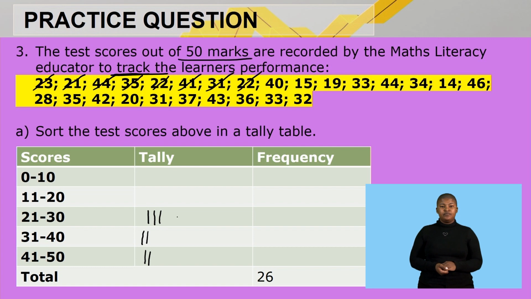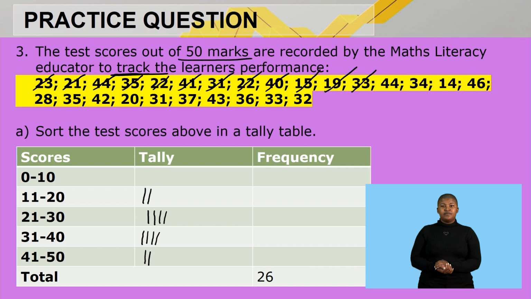22, makes it a 4. 40, it's going to be 3. Sorry, not here. It's going to be 3. 15, between 11 and 20. That's where we will start having the first learner. 19, makes it a 2. 33, between 31 and 40.